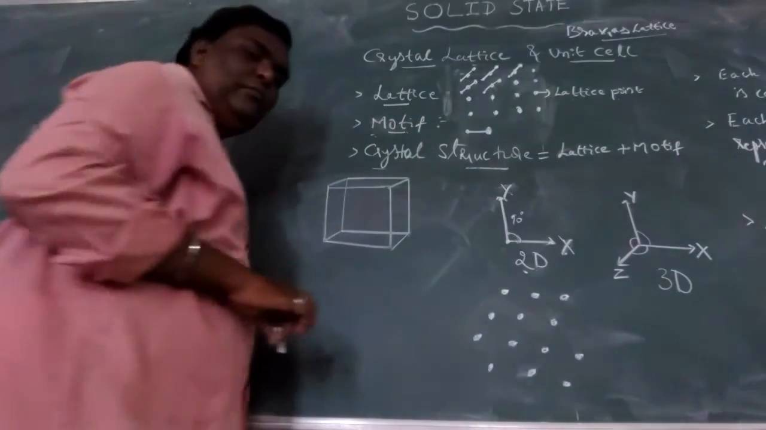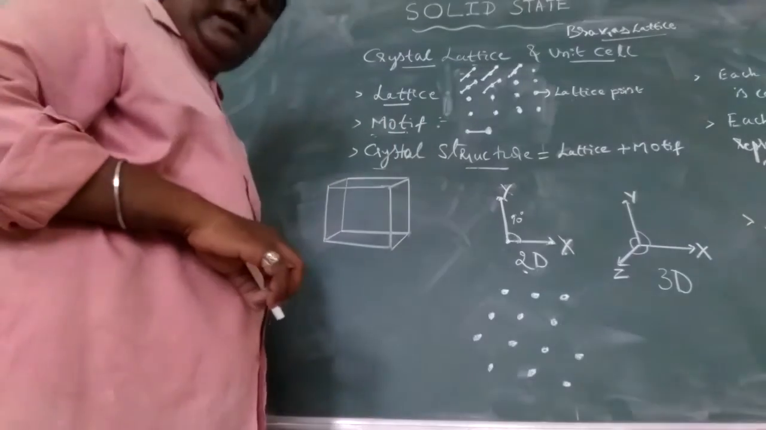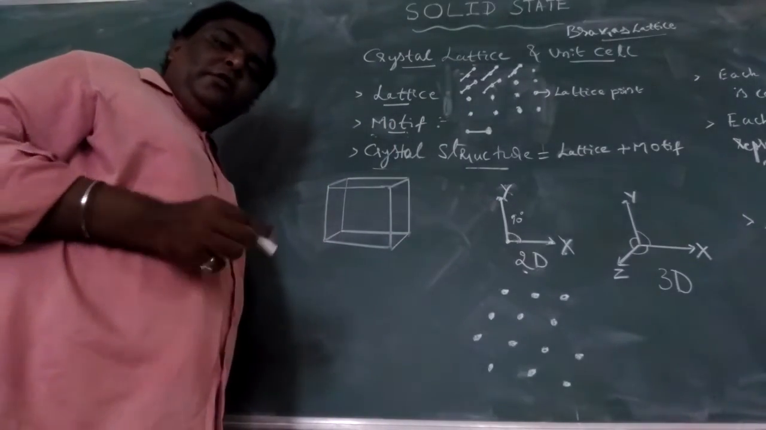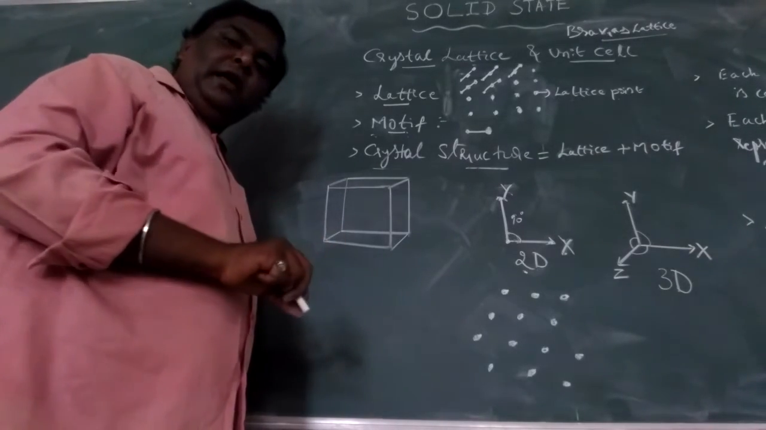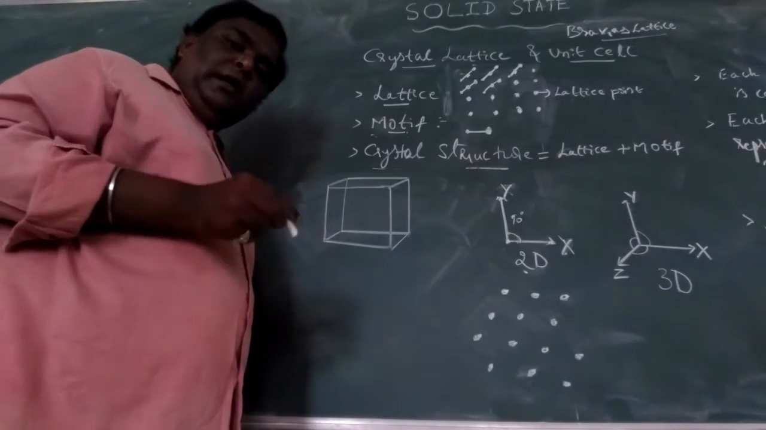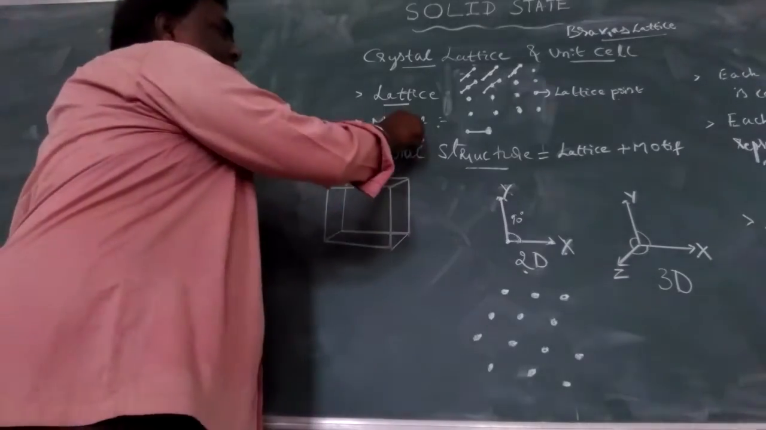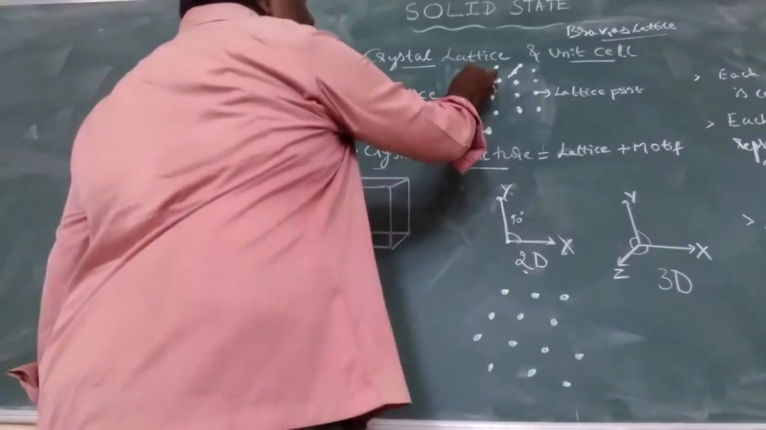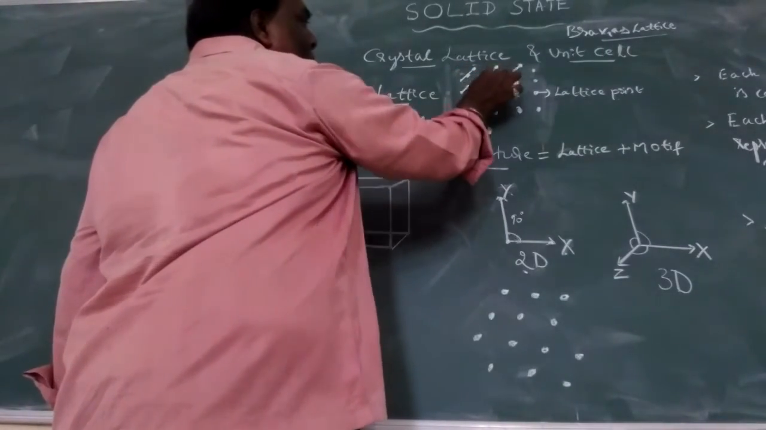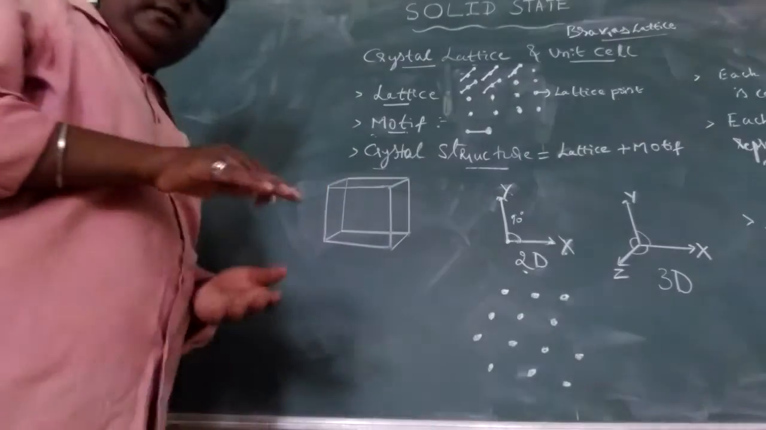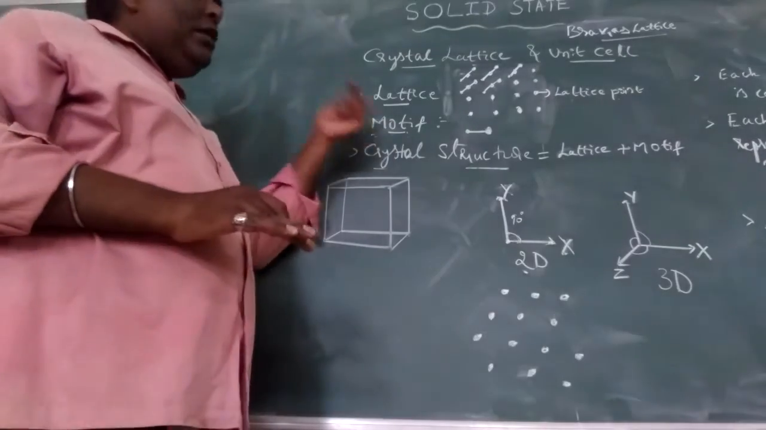Next is the motif. A motif is the object, that is an atom, molecule or ion, which may be present on a lattice site or lattice point in a regular or identical pattern. Understood? So the motif is represented on the lattice sites or lattice points.